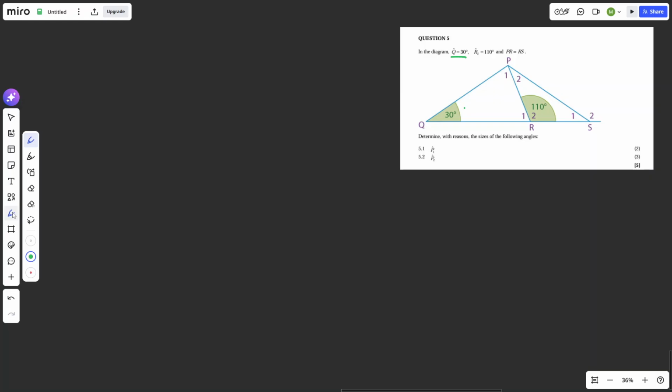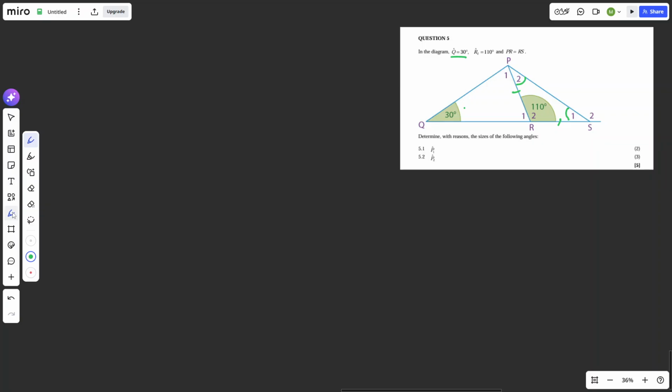So, PR is equal to RS. So, this part and this part is the same. When the two sides are the same, what does that mean? That the base angles, these angles here, are the same. So, we have an isosceles triangle. Okay. So, let us go ahead and answer the questions that follow.